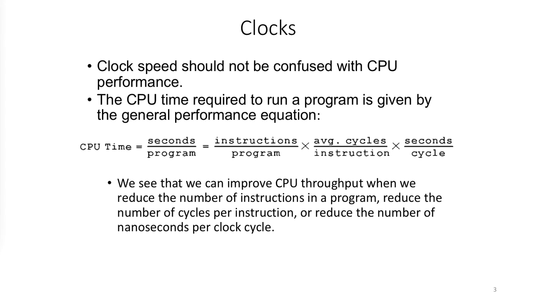From the equation, we can see that to improve the CPU performance, we can reduce the number of instructions per program. We can also reduce the number of cycles per instruction, or we can reduce the number of nanoseconds per clock cycle. So there are different ways to improve the CPU performance. That is very important information: we should not confuse CPU performance with clock speed.